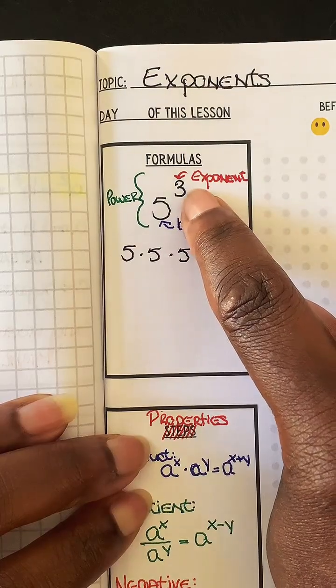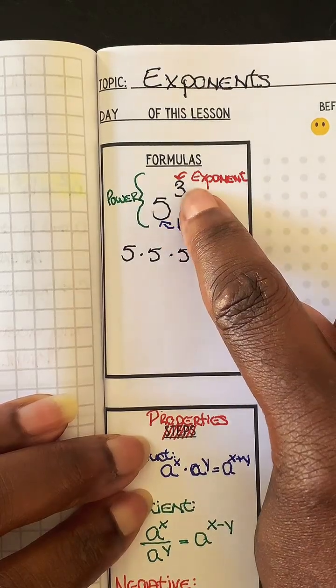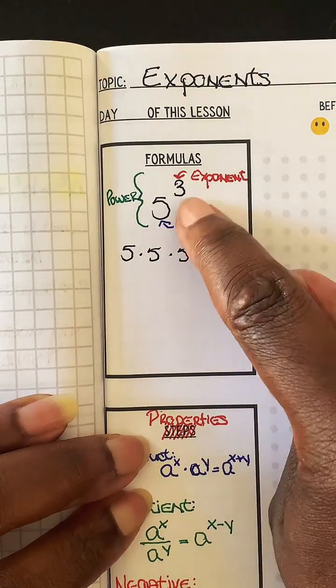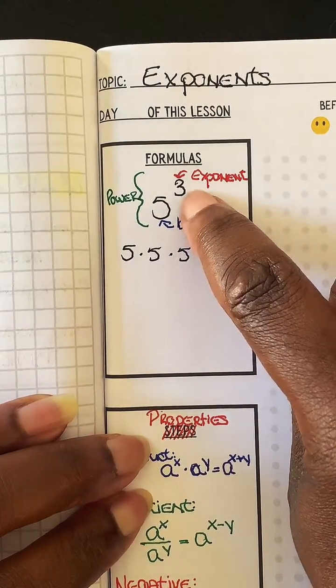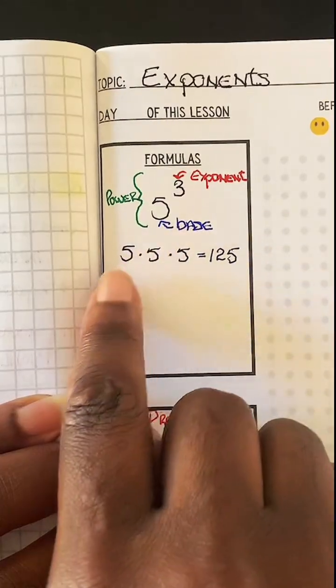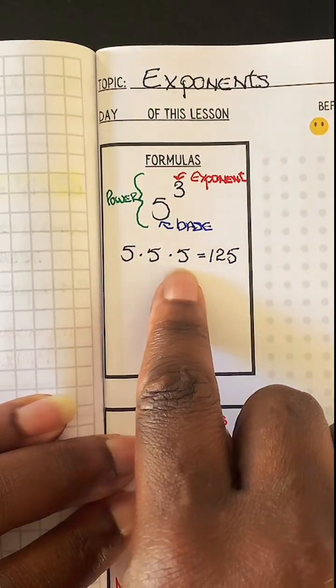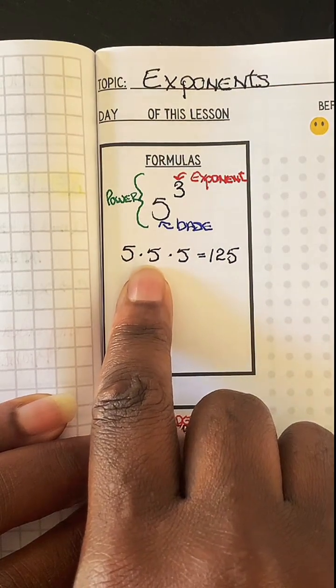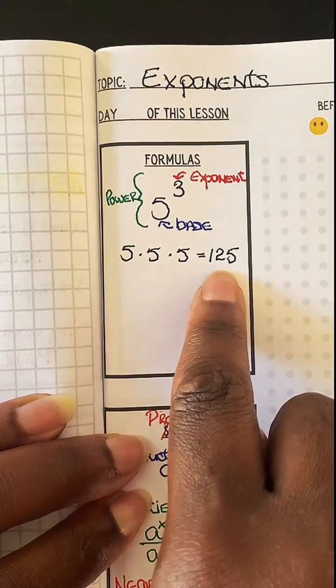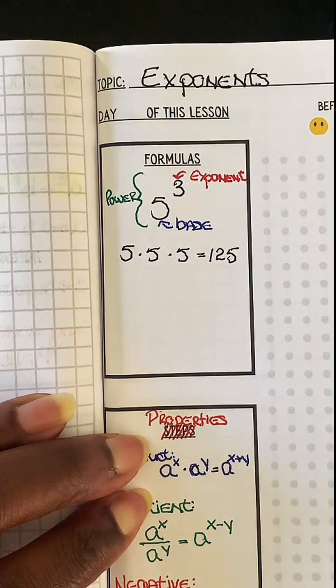The 3 is smaller than this 5. It's a little small in stature. We still love it. We love our short kings. But this 3 is telling us our base is multiplying itself 3 times. So 5 times 5 gives me 25, and 25 times 5 gives me 125. This is how you're doing your exponents.